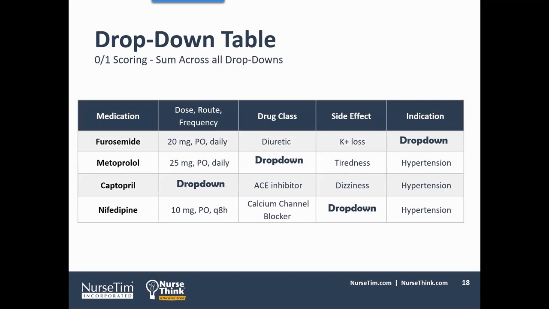A drop-down table, again, the student's going to open up a sequence of answer choices wherever there's a drop-down within the table. So this is an example of some medications. We've got dose, route, frequency, drug class, side effects, indication. Student will click on that drop down. It will open up a menu of options, and they're going to select the correct one for each of these table choices. This would be scored so that each correct answer is going to give the student a point. So this would be worth 4 points because I have 4 drop down options.